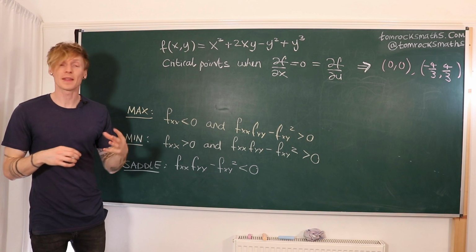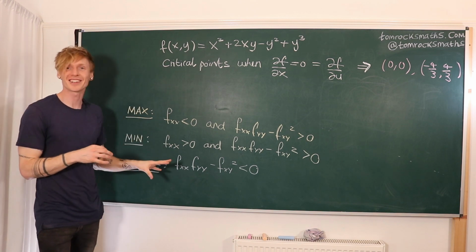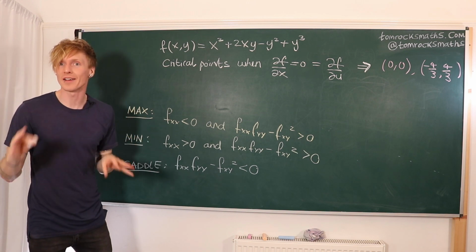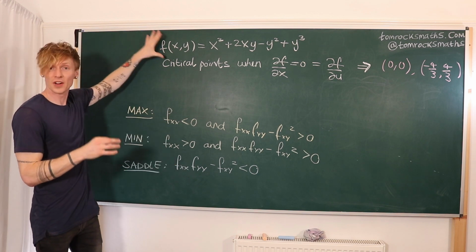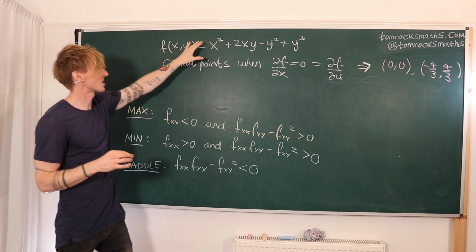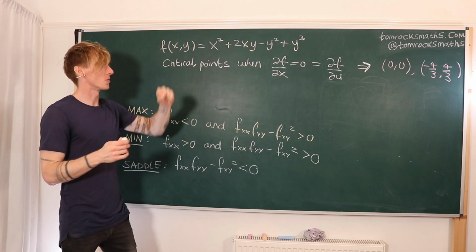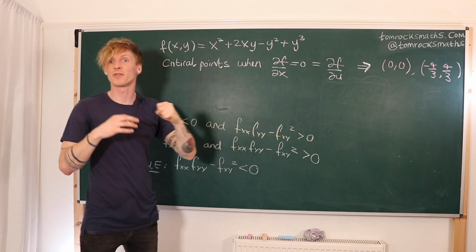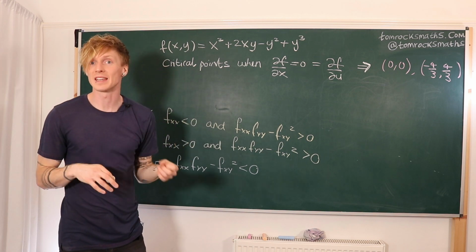So finally, let's apply our newfound knowledge, our classification system for critical points of functions of two variables. Let's apply this to this function, f of x, y is x squared plus 2xy minus y squared plus y cubed, to the critical points 0, 0 and minus 4/3, 4/3, which we found in part 1 of this video.